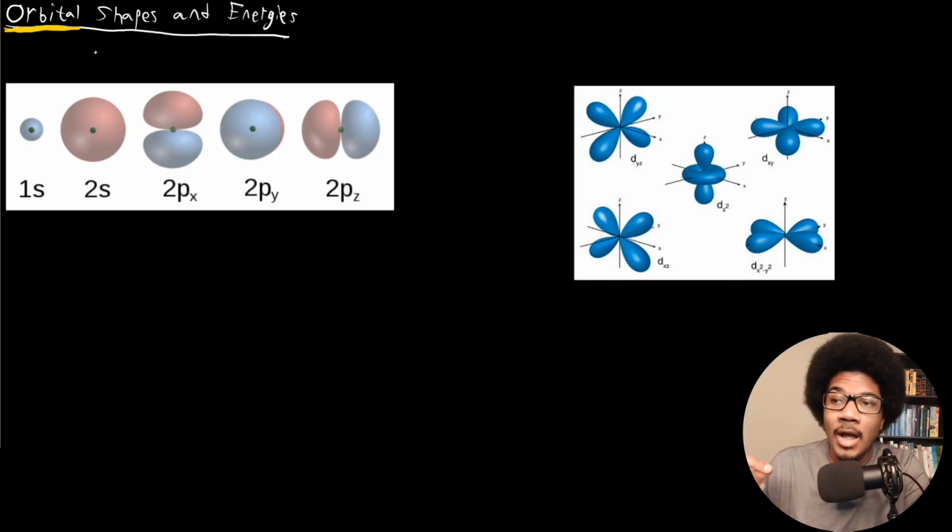And so I want to take this through each principal shell, or at least the first few principal shells, so we can get comfortable using quantum numbers and being able to relate them to their shapes, orientations, and energies. So let's start with the first principal shell, right? So let's start with n equals 1.